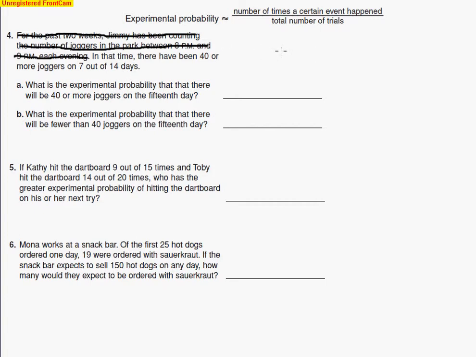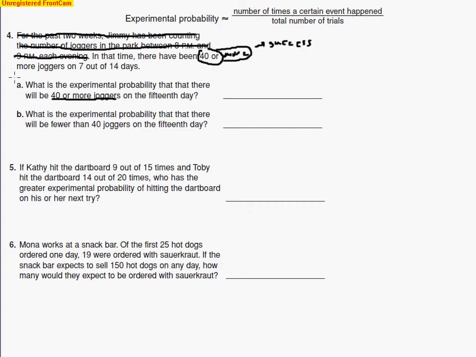So we want to know what the probability is. It says, what is the experimental probability that there will be 40 or more joggers? So that's a success. Having 40 or more joggers on the 15th day, a success means that there were 40 or more. Let's go ahead and circle this part right here. 40 or more represented a success. This was a good item. The number of times a certain event will end up happening is another way of representing that.